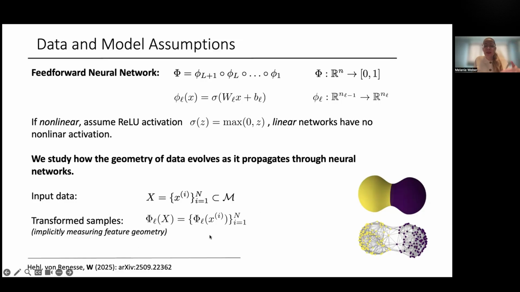And then we look at how these samples are transformed as we proceed throughout the layers of the network. Based on those transformed samples, we can again construct families of geometric graphs. And we can say that those implicitly measure the feature geometry.